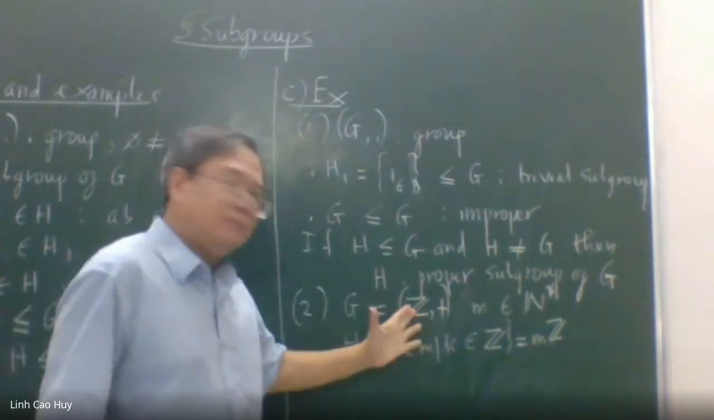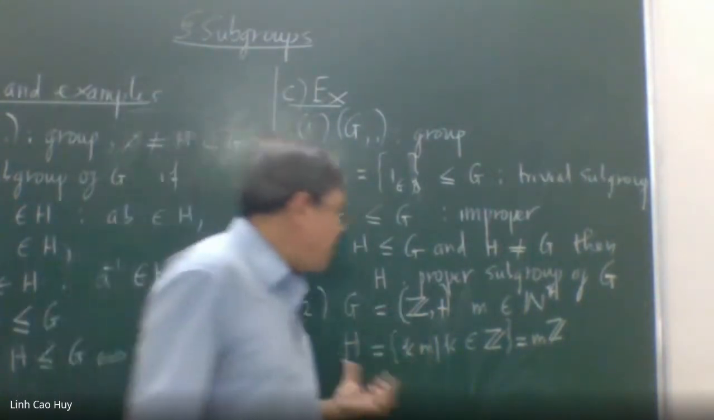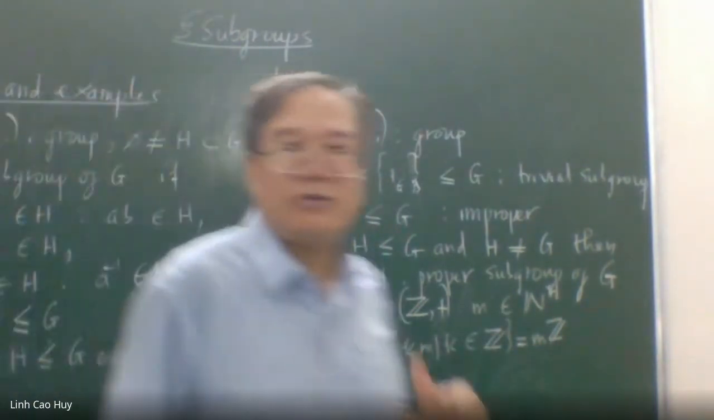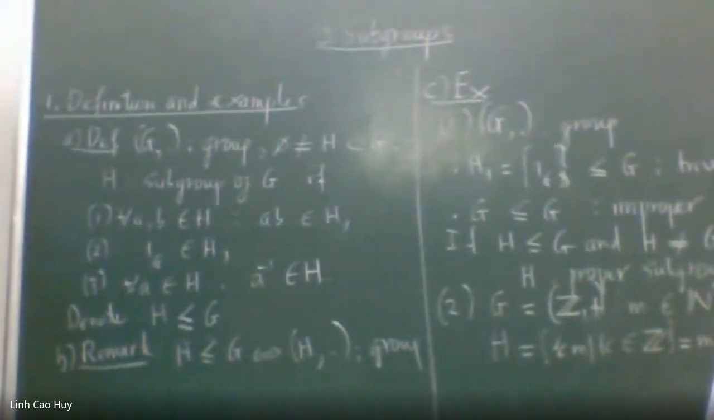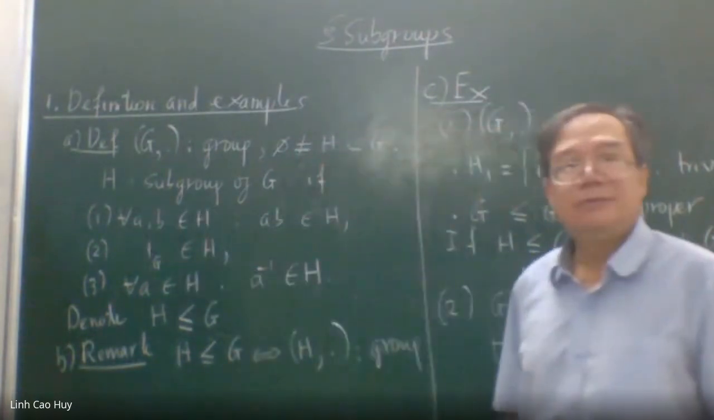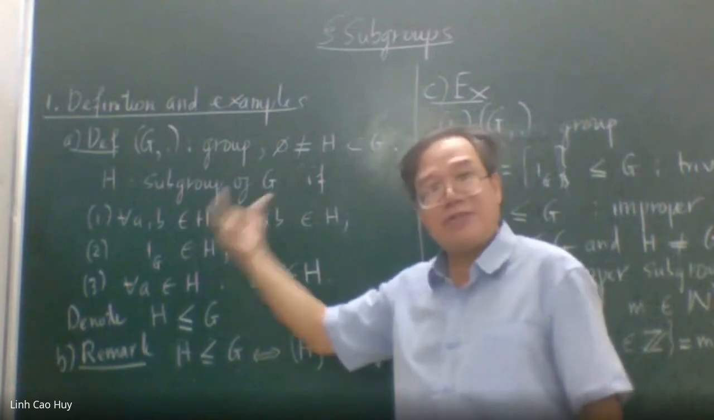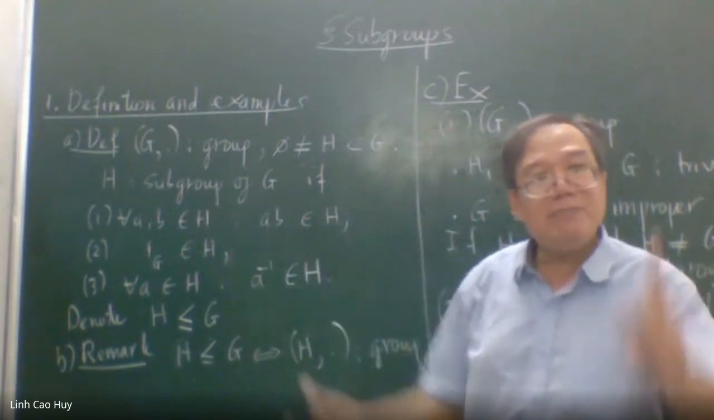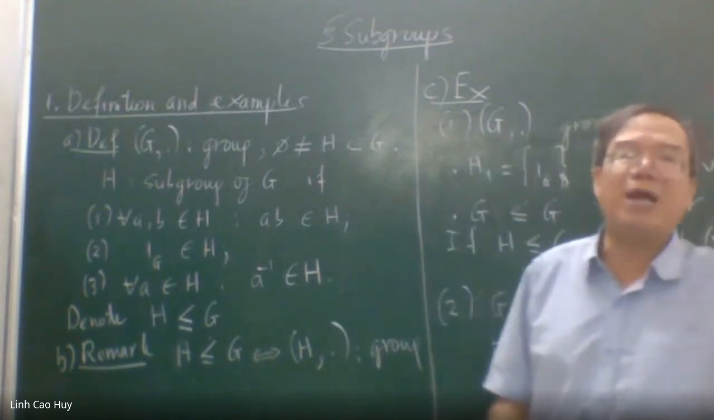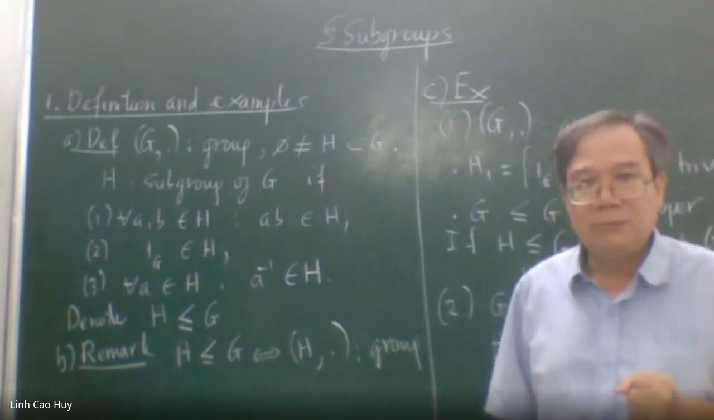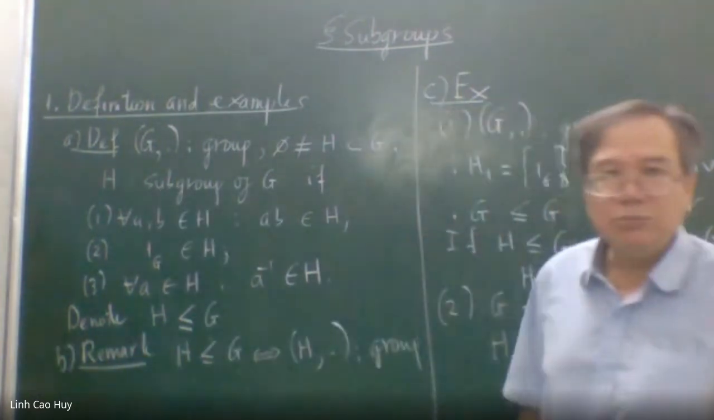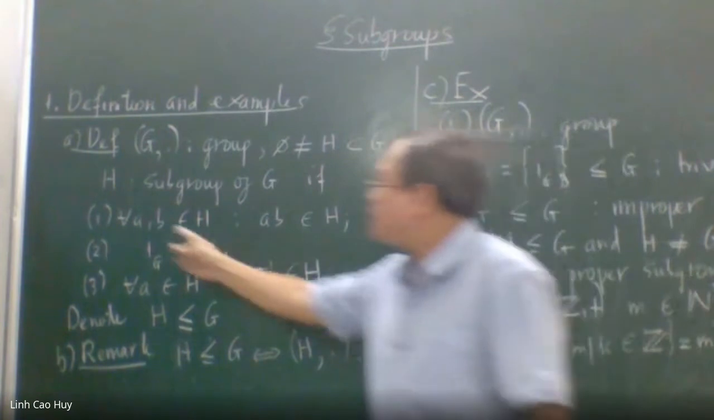In order to check S is a subgroup of G, we need to check three conditions. The first one is satisfied: the sum of two multiples of M is a multiple of M. Hai số mình chia hết cho M, cộng lại nó chia hết cho M, đúng không? That means it satisfies the first condition.